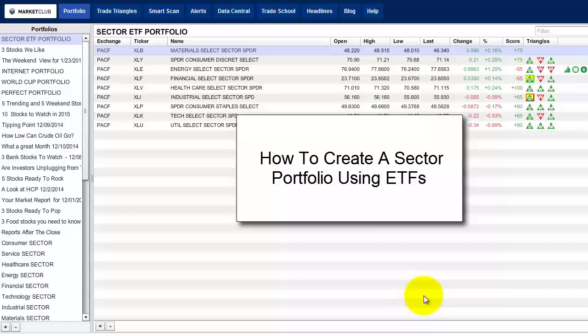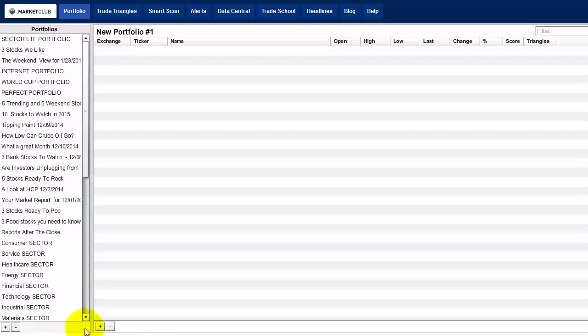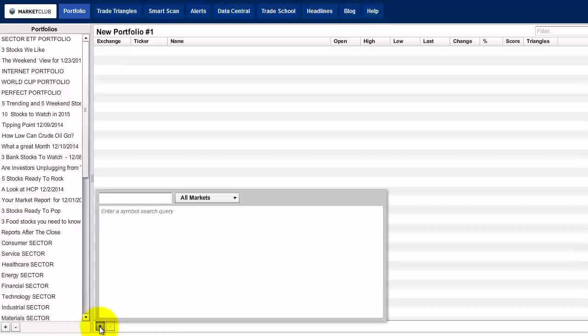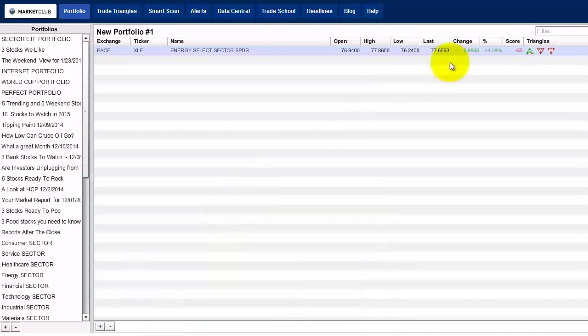I'm going to show you a very quick and easy way to create a sector portfolio. Here's the sector portfolio that I've created using ETFs, but you can do the same thing using these symbols right here. How you do it is very simple. You click on the plus button and then you simply add what you want to see. So in this case I'm going to do XLE, which is the Energy Select portfolio, and just double click and it goes right in there.